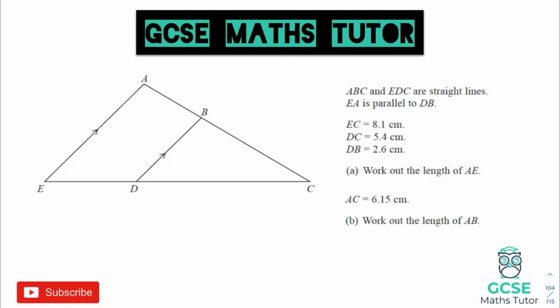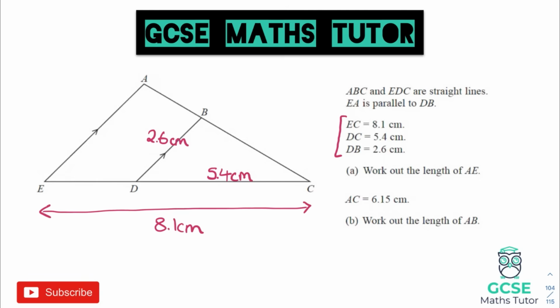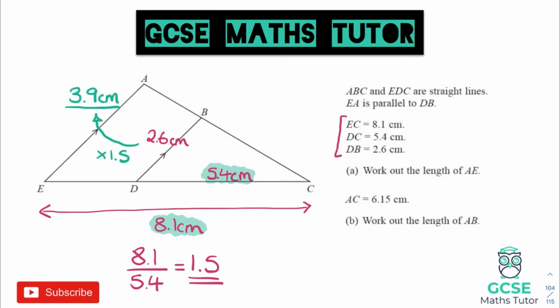With similar shapes, you want to either draw those shapes separately or just make sure you label everything on the diagram. So we're trying to find what the scale factor is between the two shapes. For this one it goes from 5.4 to 8.1, so the scale factor was 1.5. Just remember it's the big divided by the little.